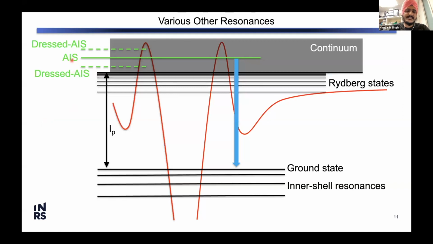Apart from the auto-ionizing state, there are different other kinds of resonances that can influence the harmonic generation process. For example, we can have resonances from the inner shells, which we call inner shell resonances. We can have resonances from the various Rydberg states, which are located just below the ionization threshold. Or we can have resonances from the dressed auto-ionizing states, which are the laser-driven virtual states. So we can have resonances from these kind of dressed auto-ionizing states as well.